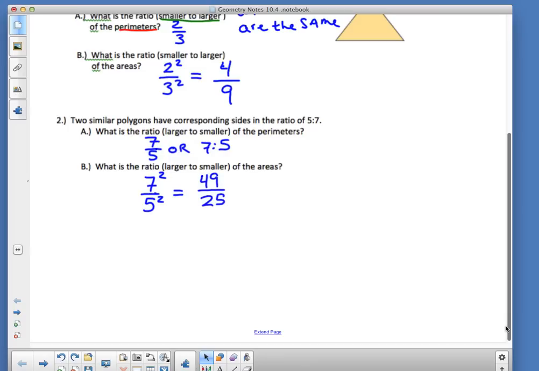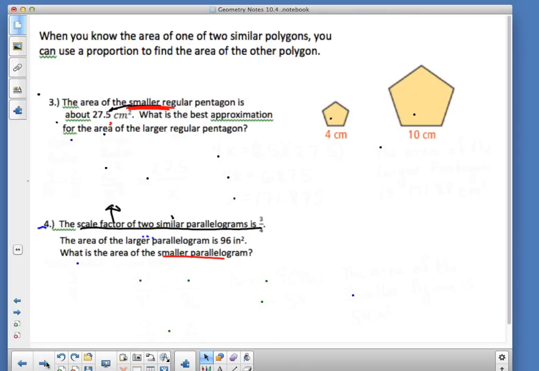Now remember, we're finding ratios. That means we're going to be setting up proportions to find missing areas. We're going to be provided a scale factor, perimeter ratio, or side measure, that side ratio, all the same. We're going to use those to get to the area ratio, and we're going to solve. And without further ado, let's get it done.